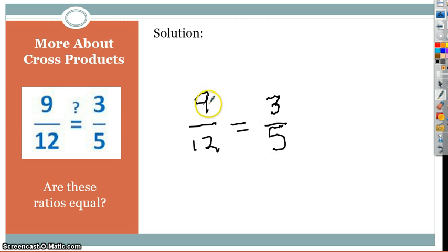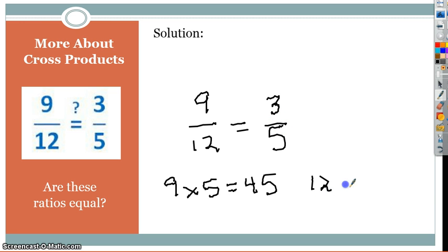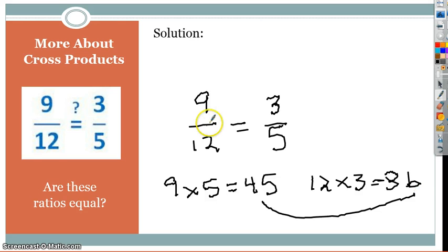And we want to look at 9 times 5, and that equals 45. Now we want to look at 12 times 3. 12 times 3 equals 36. Are these products equal? No, they are not. So therefore, these two ratios are not equivalent ratios because they do not have equal cross products. Now let's look at a second problem.